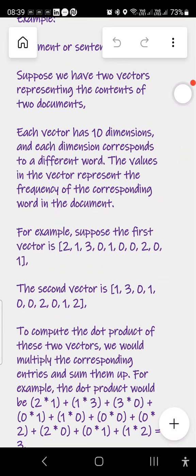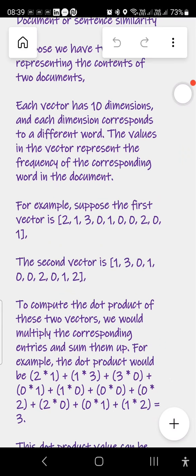Let's say we have two documents here which are represented as vectors, and each vector has 10 dimensions. When we say that each document vector has 10 dimensions, it means that all those dimensions are represented as different words. So when we are comparing two documents, let's say the total number of unique words is 10, and hence we decide to go with a 10 dimensional vector, and the values in the vector represent the frequency of the corresponding word. So if there is a word boy which is present 3 times, the value of that vector will be 3.